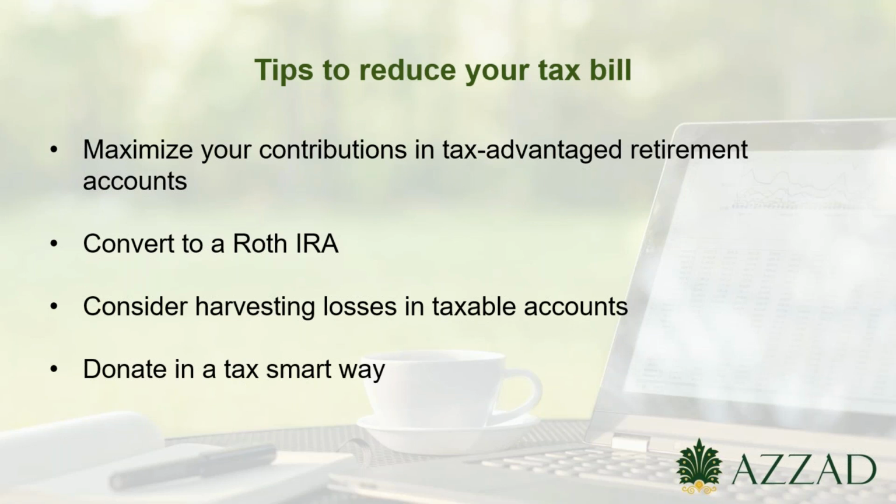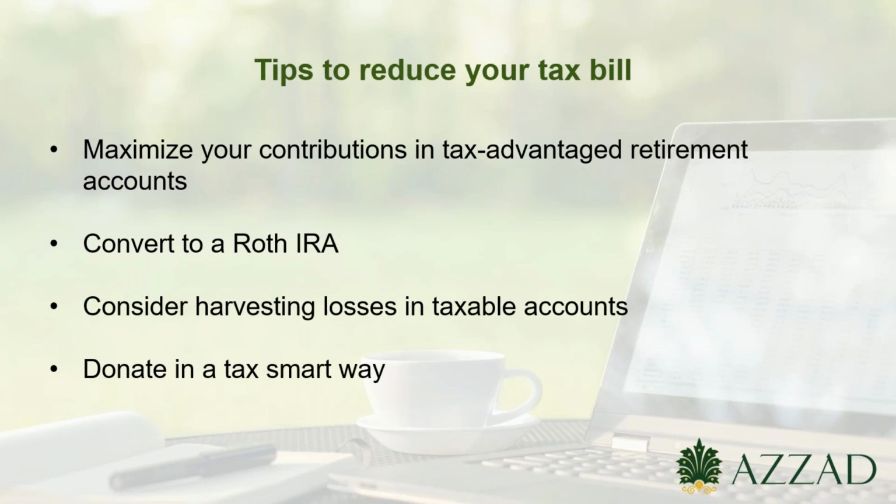Finally, donate in a tax-smart way. If you're already charitably inclined, make sure you do it in a tax-smart way. For example, if you're required to make minimum distributions from your retirement account because you are 70 and a half or older, and you are fortunate enough not to need this money, consider making a qualified charitable distribution from your IRA directly into a qualified charity.